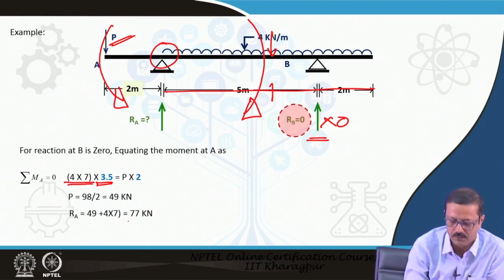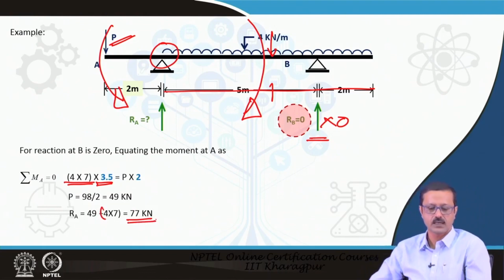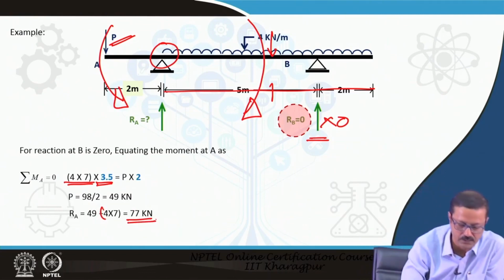So, I can find out that RA in that case will be 77 kilonewton, and the value of P is 49 kilonewton.